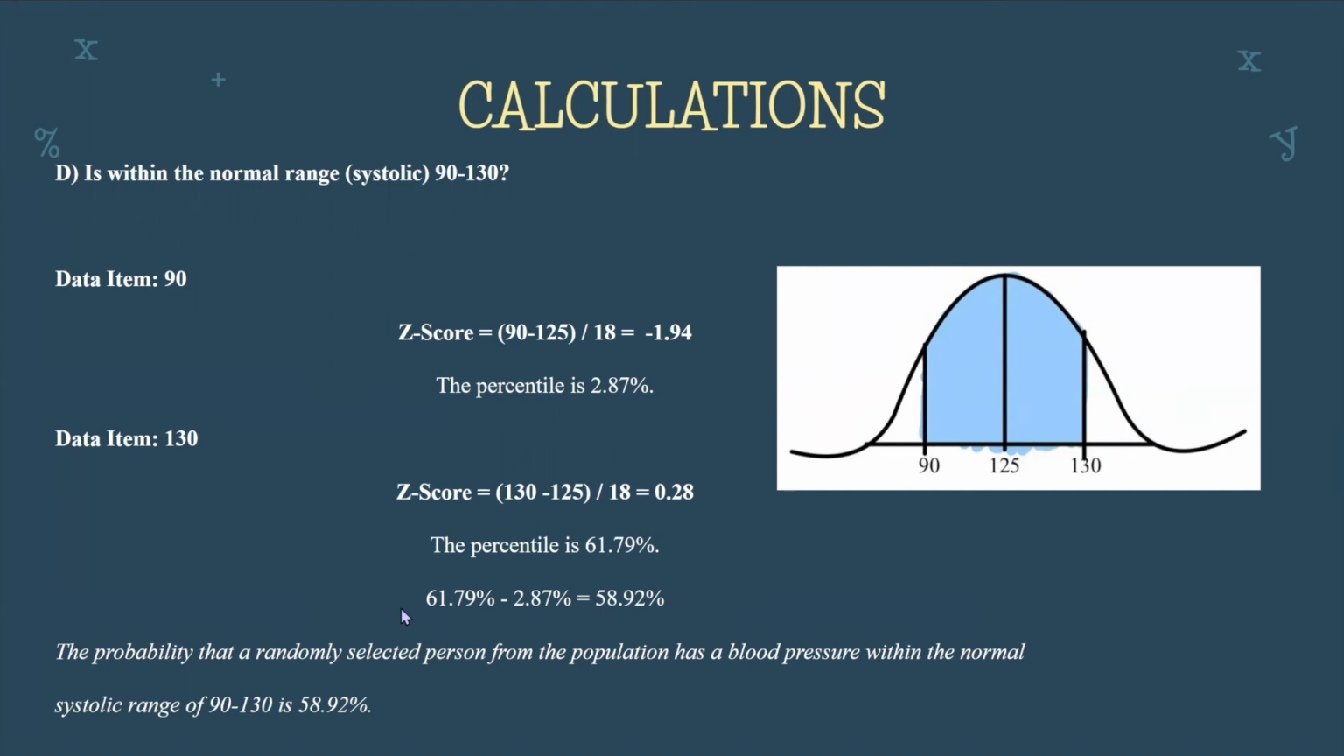After finding all these calculations, we subtracted both percentages and got 58.92%. So therefore, the probability that a randomly selected person from the population has a blood pressure within the normal systolic range of 90 to 130 is 58.92%. And for the sketch, Alyssa shaded in between 90 to 130 because we were looking for the number in between and nothing below 90 or above 130.